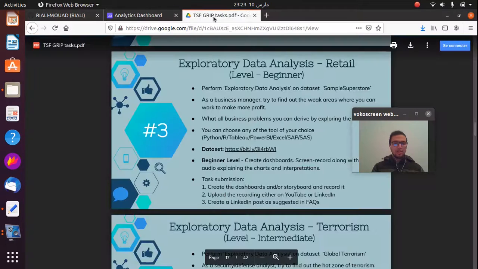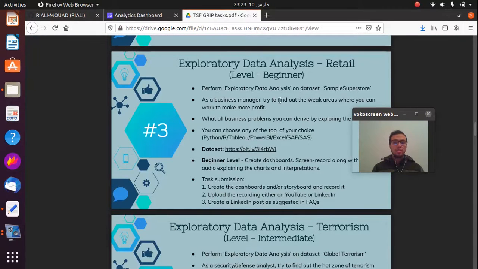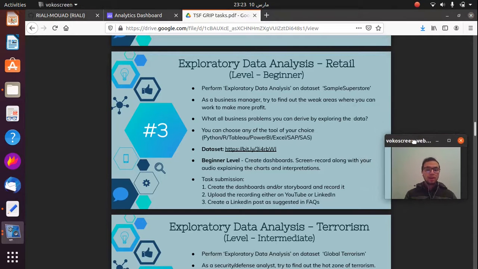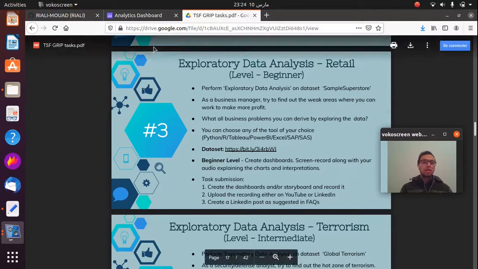Hello everyone, today we'll do this third task, which is about exploratory data analysis, and we're going to perform it on the SampleSuperstore dataset. As a business manager, we're going to try to find out the weak areas where we can work to make more profit, and what business problems we can derive by exploring the data.